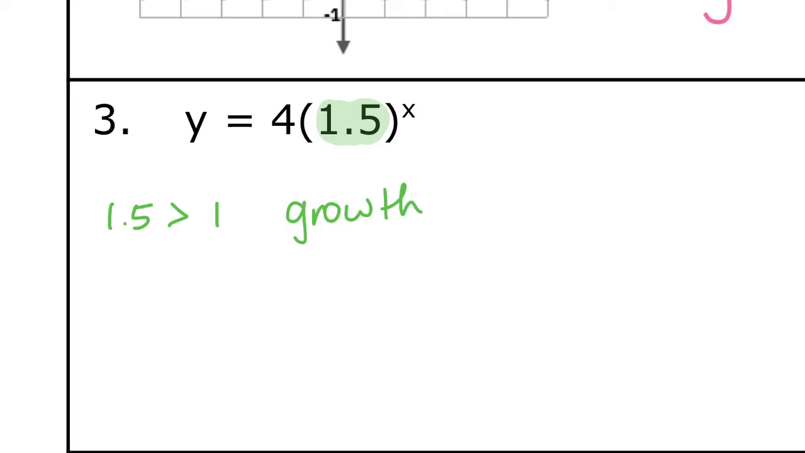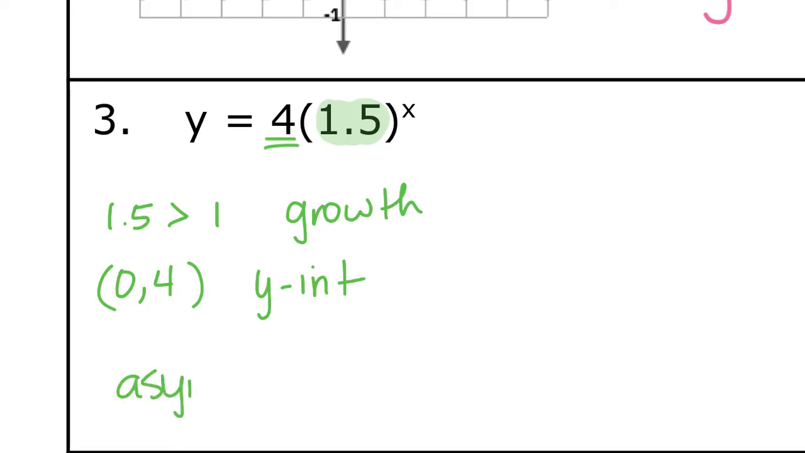Okay, now I want to find my y-intercept. This is super easy. It's the first number, 4. So (0, 4) is our y-intercept. Okay, and then last, where is its horizontal asymptote? Like I said before, for what we do here in Algebra 1, the asymptote is always going to be at y equals 0.